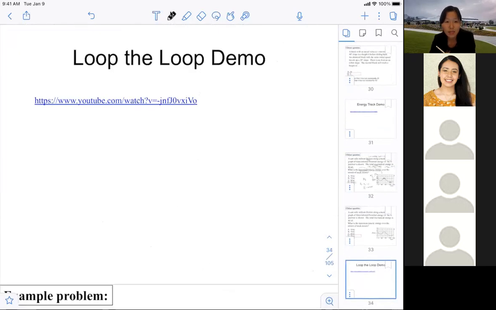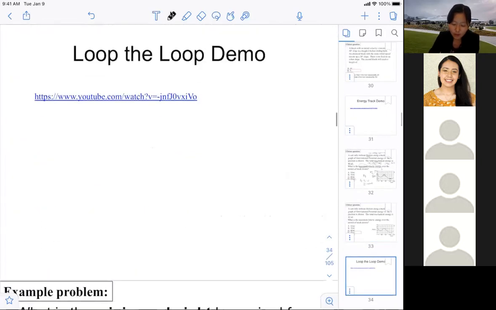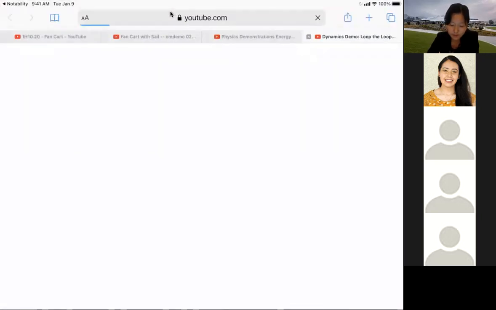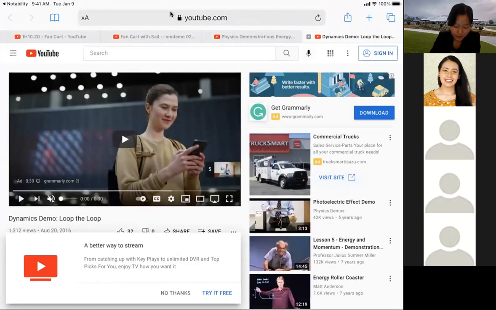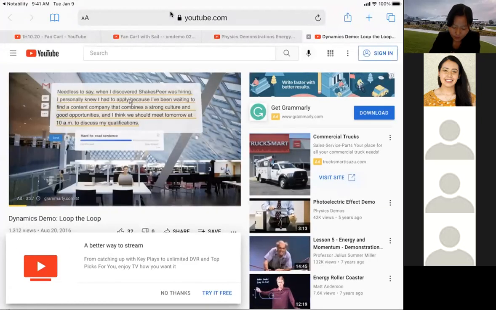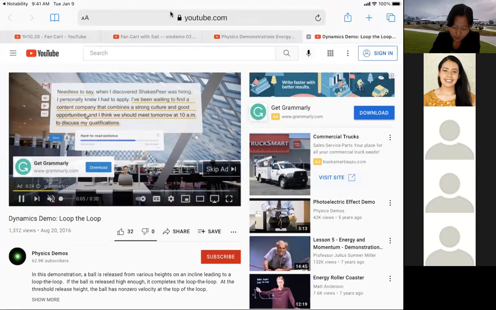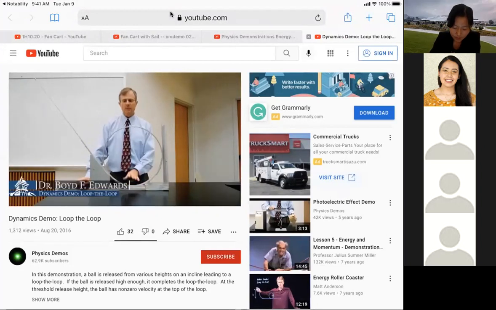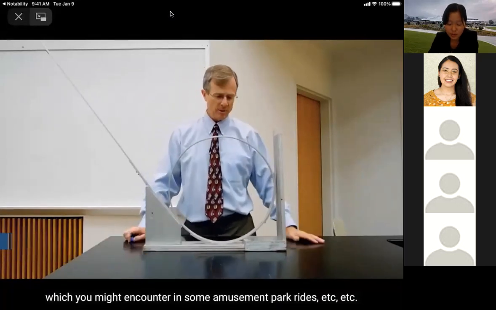There's a very classic type of problem where you have a marble go around a loop-the-loop. It's kind of like the roller coaster problem. In fact, we will bring that roller coaster problem again to revisit it, and we can solve it using the energy approach. First, let's take a look at this demo of a loop-the-loop, which you might encounter in some amusement park rides.